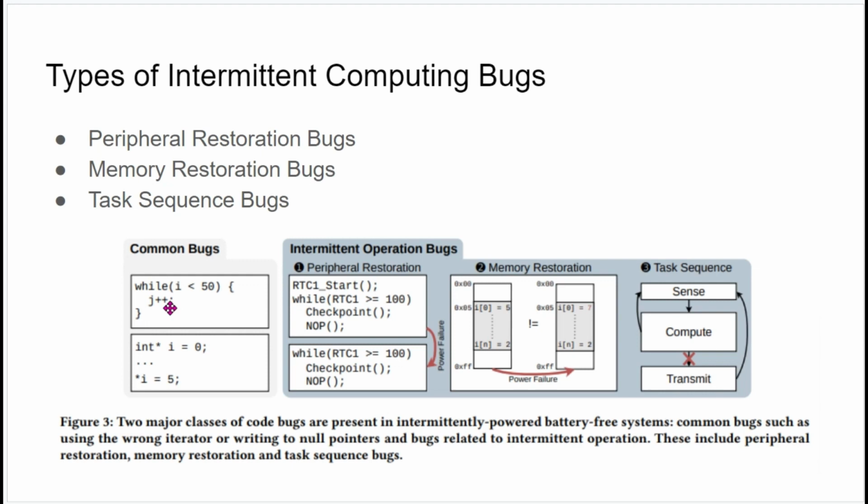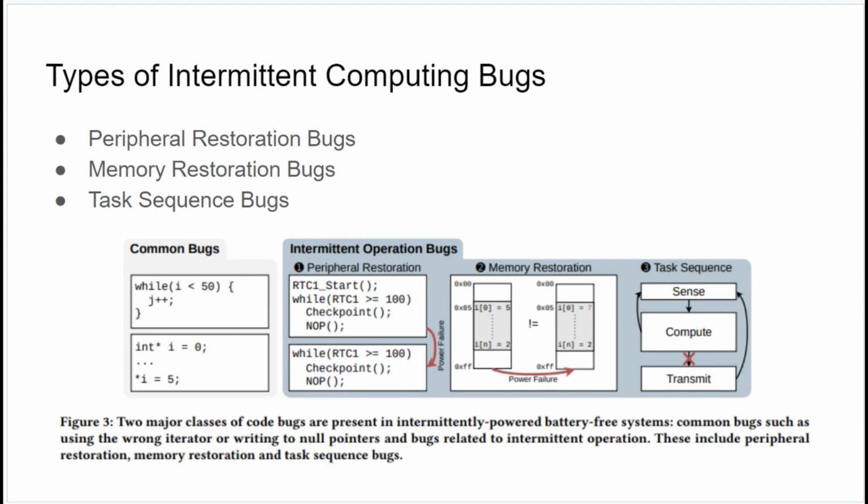However, there are three unique intermittent operation bugs, which are essentially only for intermittent computing devices, or only bugs that will be encountered in that circumstance. So one is peripheral restoration bugs. This is essentially an inaccurate reinitialization after a checkpoint restoration.